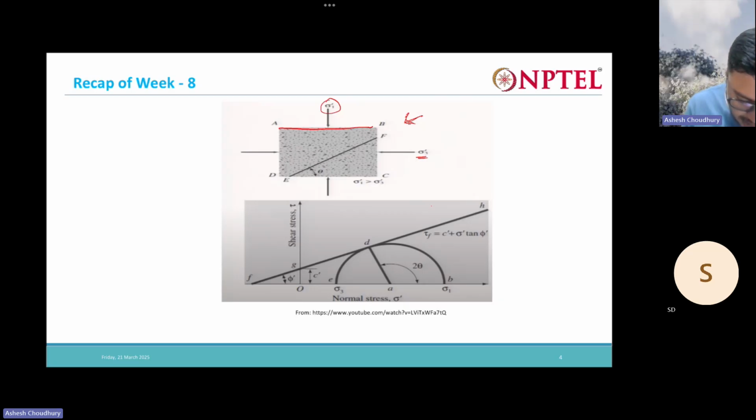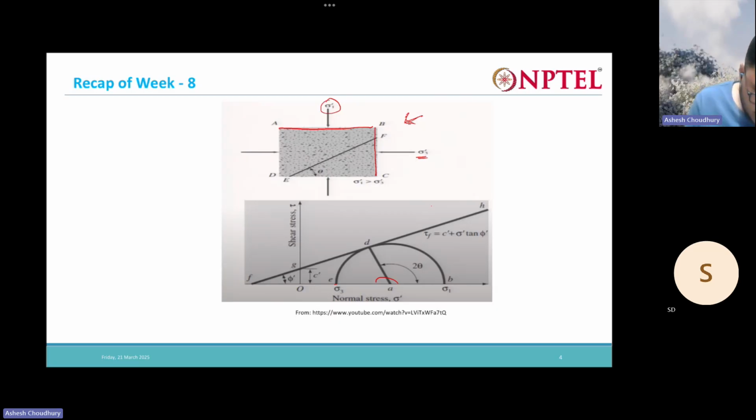Now this is our minor principal plane. The minor principal plane makes an angle of 90 degrees with the horizontal, so on the Mohr circle it will make 180 degrees. You can see sigma 3 here. So sigma 1, sigma 3. If we know sigma 1 and sigma 3, we know the radius and the center, and we can draw the complete Mohr circle.